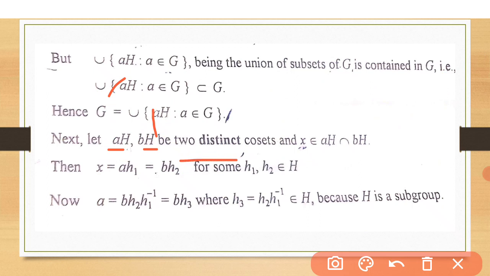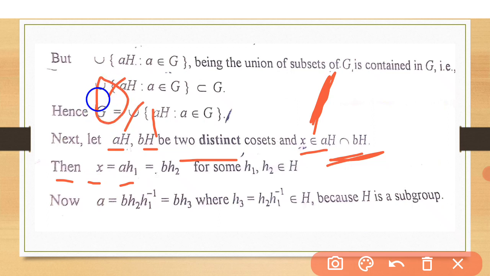Be the two distinct cosets, and for example X belongs to AH intersection BH. It means that in both these cosets there is a common element. We are supposing that it is X. Then it means that X belongs to A h1, where A h1 means an element which we get after multiplying A by an element of H.